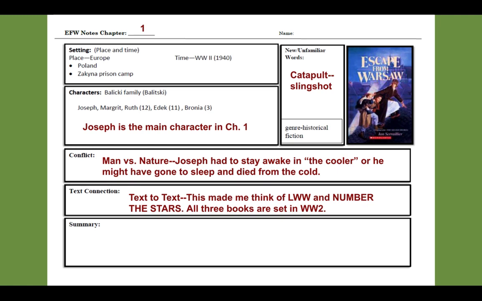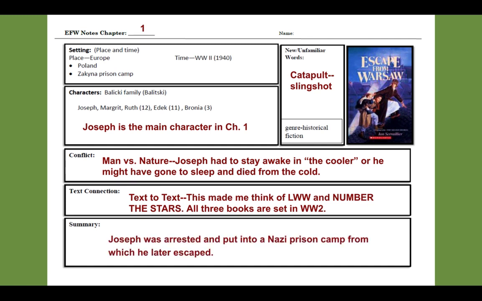And then the last thing that happens at the end of the chapter, well, what do you think? Yes, he is sick. Well, he walks out the front gate, so he escapes. We'll find out later if he's successful. Okay, so I combined all those things into a one sentence summary. It's not super descriptive, it's just bare bones. And it says Joseph was arrested and put into a Nazi prison camp from which he later escaped. Pretty simple one sentence summary of the chapter. All right, let's go to the next slide.